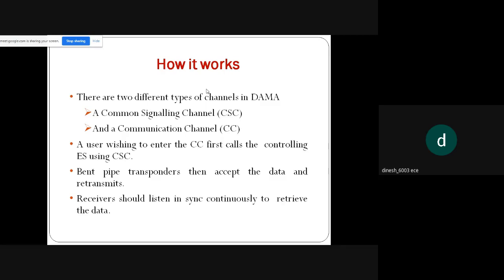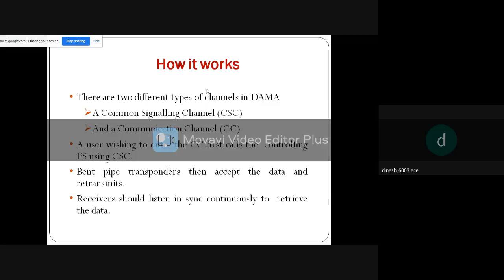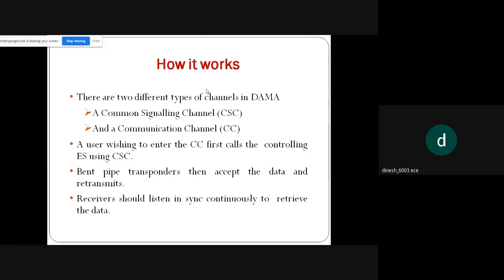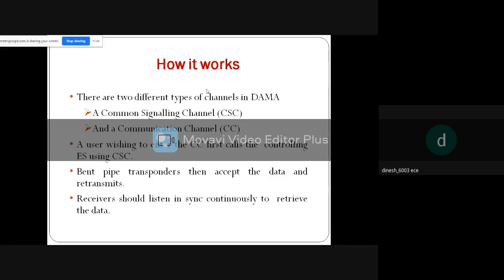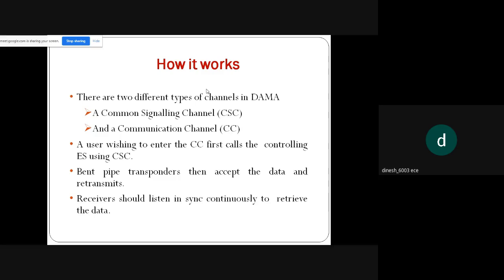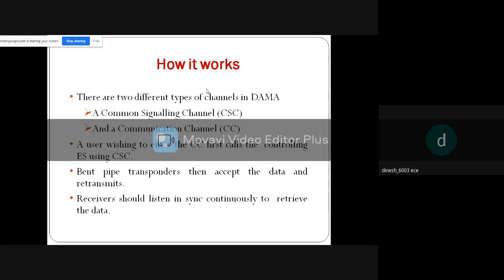If that request is given, then the communication channel will be activated for that particular user. Then using the VSAT network, it will provide communication, where the link will be deployed especially for that. After the user gives a signal to the common signaling channel, the bent pipe transponders accept the data and retransmit it. These bent pipe transponders are present in the satellite, which accept the user's request and then retransmit it. The receivers should listen in a synchronous mode continuously to retrieve the data. So the receiver should be properly ready to get its information from the satellite.